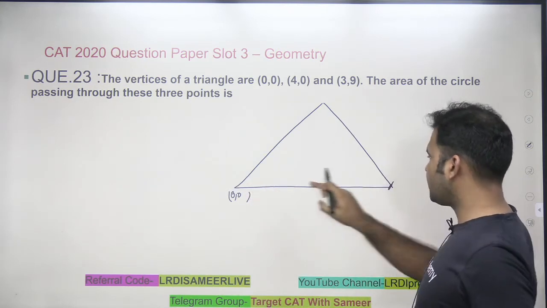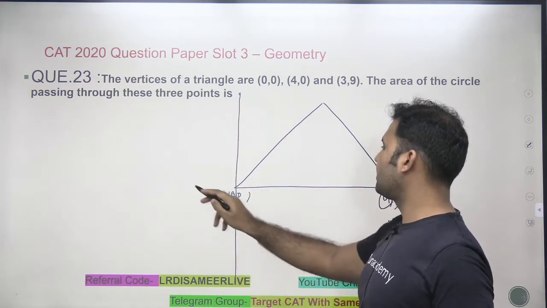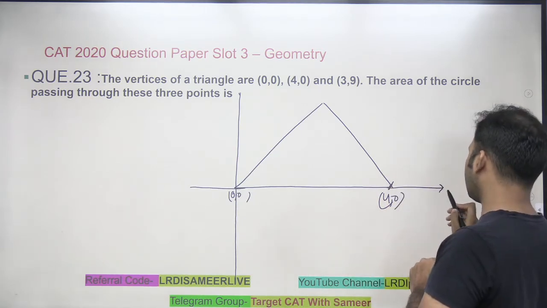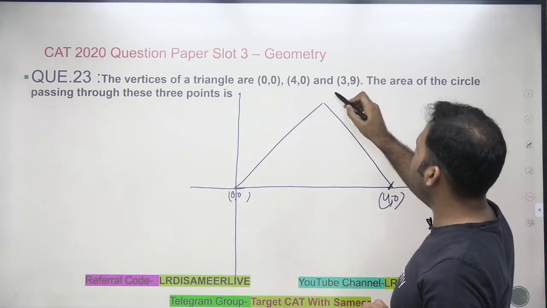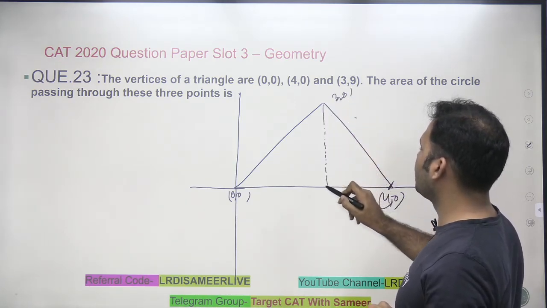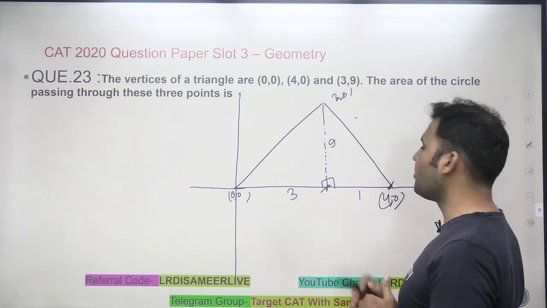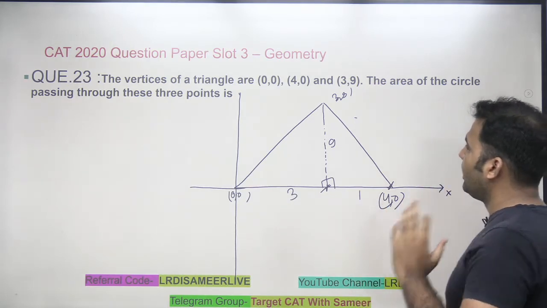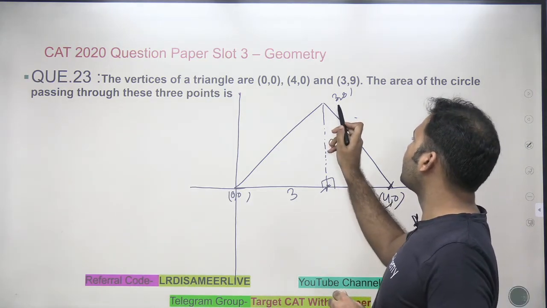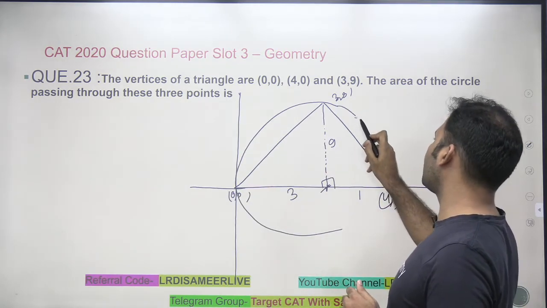So can I say this would be a straight line on the x-axis, right? So if I draw the x-axis and y-axis here, you see that this will be the origin, so this will be 0, 0. This is 4, 0, right? This is our positive direction of the x-axis. And this is at x equal to 3, y equal to 9. So you see that the height is 9, and this point is 3, and this would be 1, right? Now the question is asking us the area of the circle passing through these 3 points. We are supposed to find the area of the circle which passes through these 3 points. That means I'm supposed to find the area of the circumcircle.